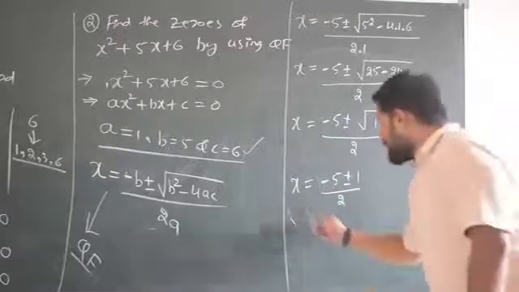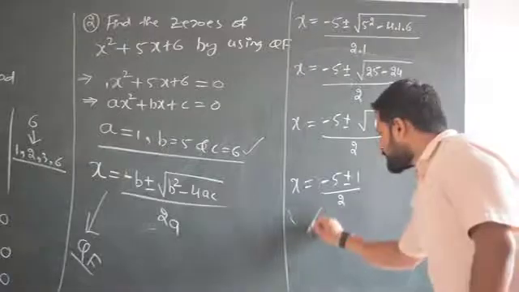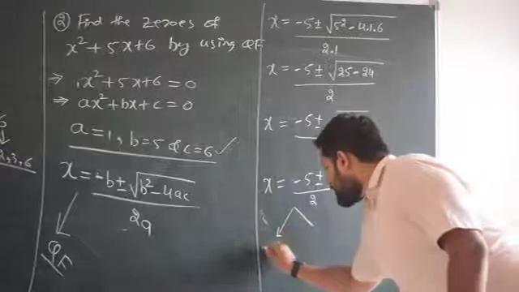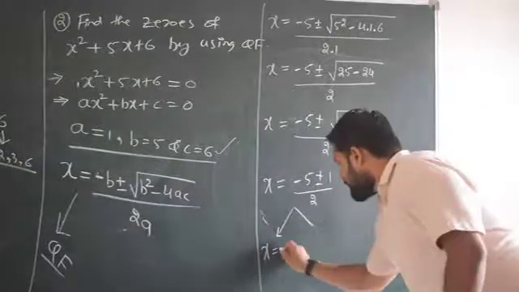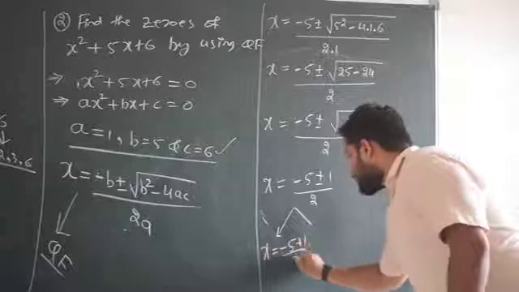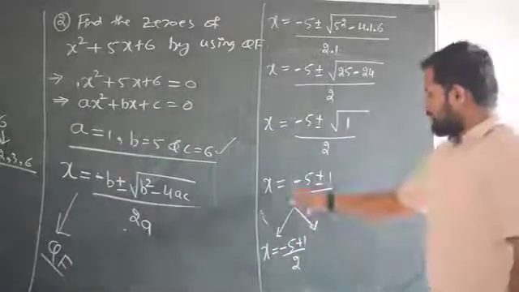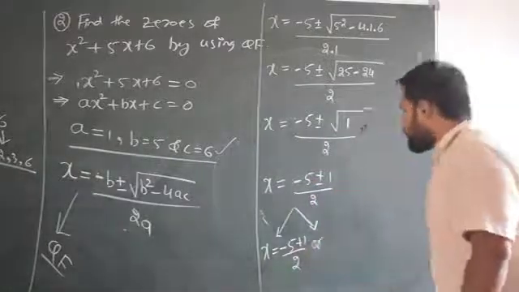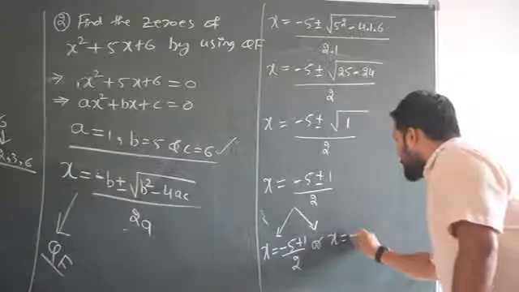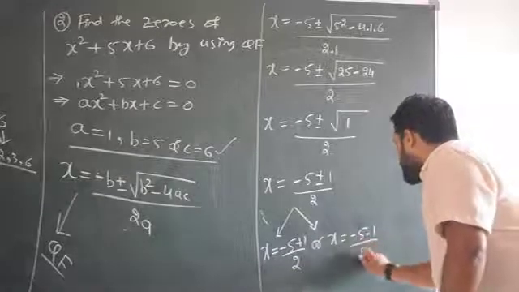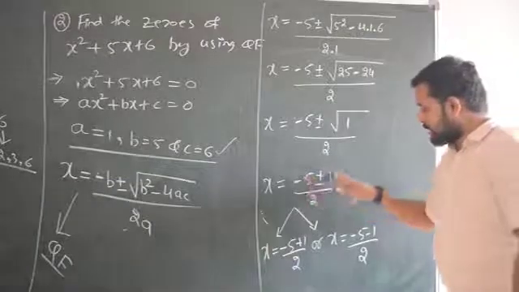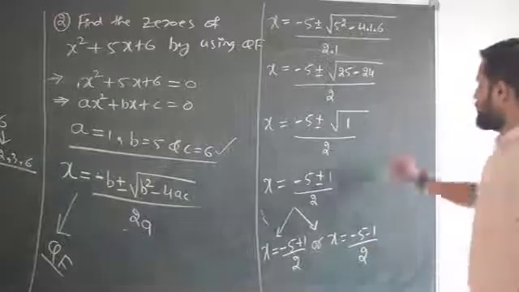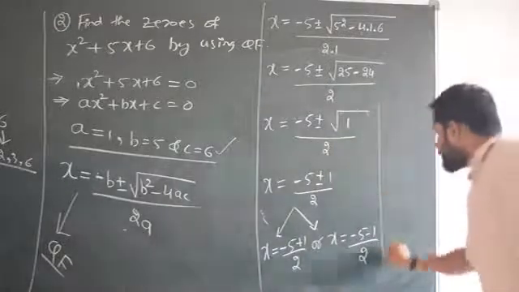Yes or no? Then after that I am going to split these answers because I am going to have two answers. One is minus 5 plus 1 divided by 2. So this is the first answer. X is equal to minus 5 plus 1 divided by 2. And for the second one, I am going to use the word or. Then another x will be minus 5 minus 1 divided by 2. Then I am going to get these answers. I hope you got the answers now.